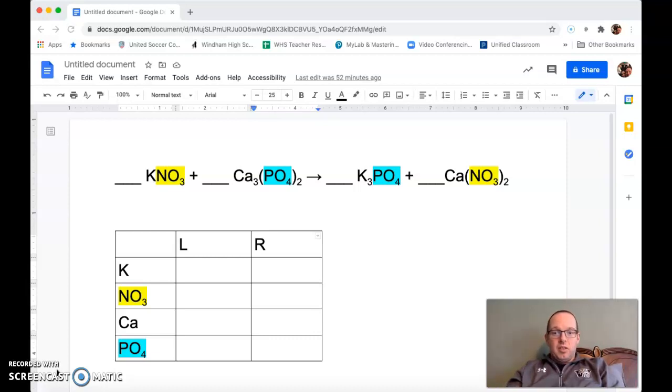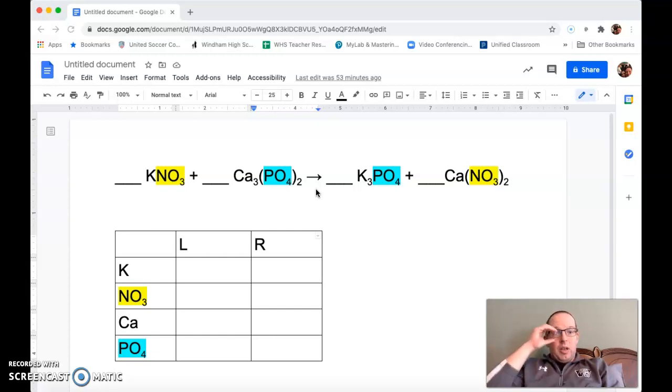But as promised, it's a little late, but I'm hoping that this will help some folks. I wanted to record this video to show you some tips and tricks to help you balance equations involving polyatomic ions. You can see here that there is a reaction in front of you that involves a double replacement reaction. The reason we know it's a double replacement reaction is because both of the reactants, potassium nitrate and calcium phosphate, are ionic compounds.